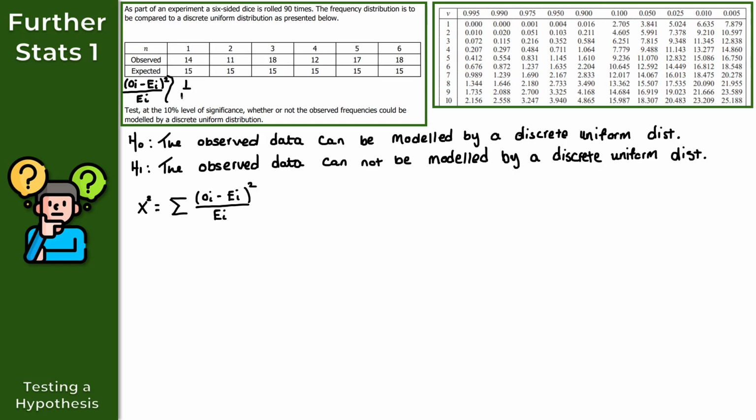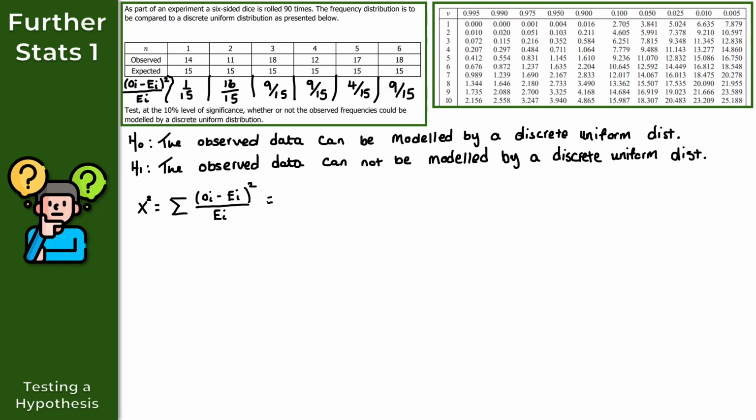1 over 15 there. And let's just keep going here. So 11 minus 15, that would be minus 4. We square that, so we're going to get 16 there, and then we divide by the expected. So I'll just give these as I go. So 16 over 15 there. This one here would be 9 over 15. This one here will also be 9 over 15. This one here will be 4 over 15. And then finally, this will also be 9 over 15 there.